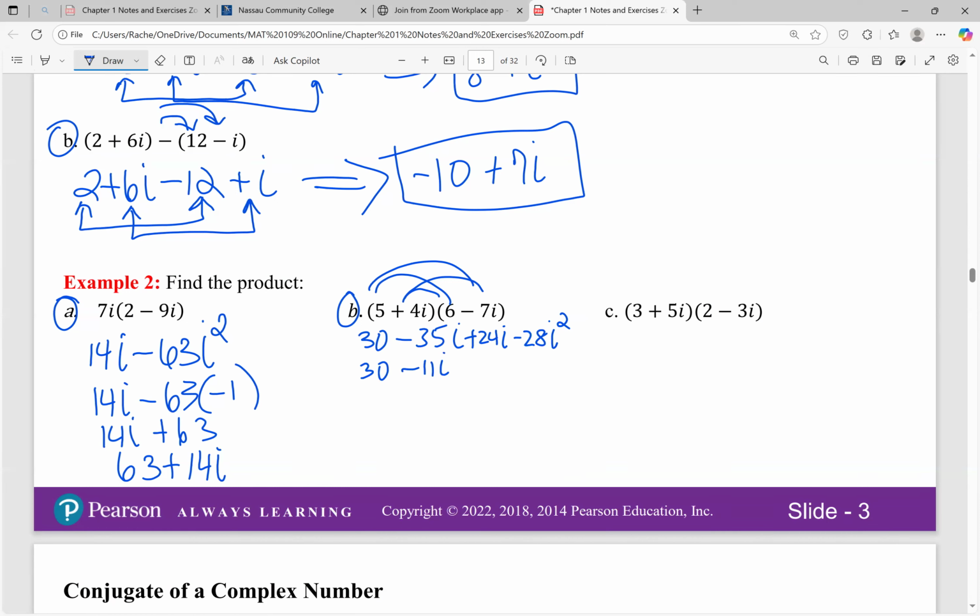And then minus 28, but remember i squared is equal to negative 1. So 28 times negative 1. So we're going to have 30 minus 11i. Negative 28 times negative 1 is going to be positive 28. And now I can combine the 30 and the positive 28. That's going to give me 58. And then minus the imaginary part, which is 11i. So 58 minus 11i.